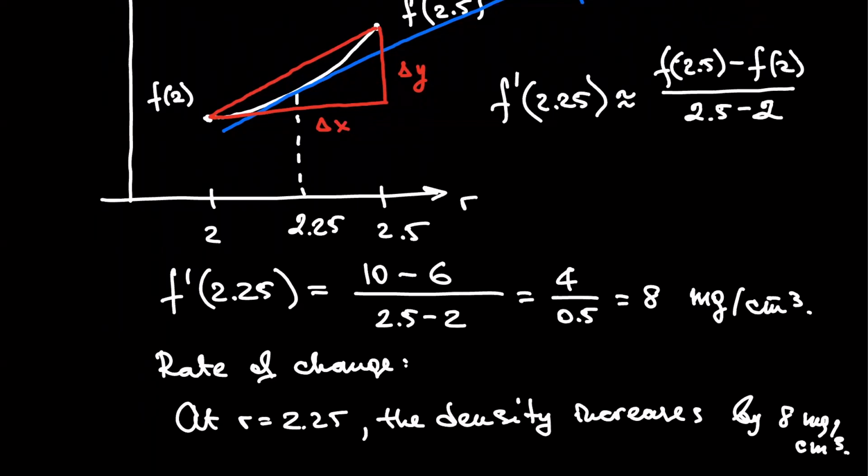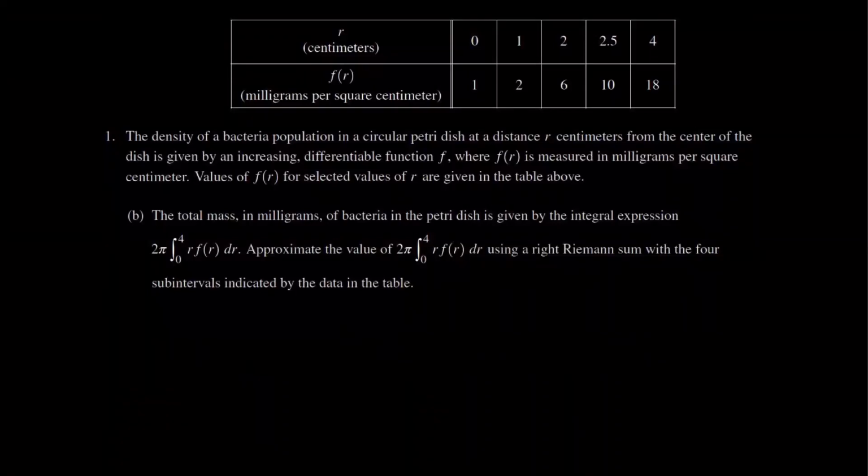Let's move on to question B. In part B, we are given that the total mass in milligrams of bacteria in the Petri dish is given by the integral expression, 2 pi, integral from 0 to 4, r, f of r dr. And we need to approximate that integral using a right Riemann sum with the 4 subintervals indicated in the data in the table.